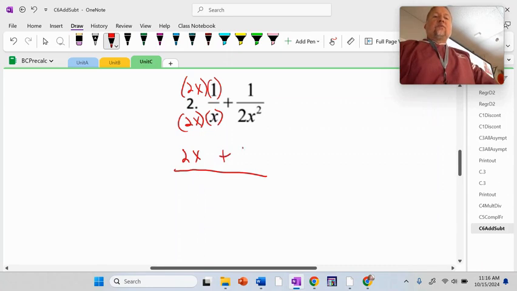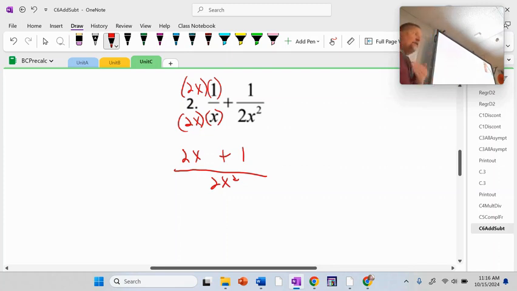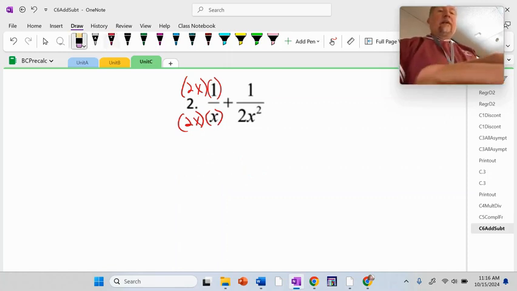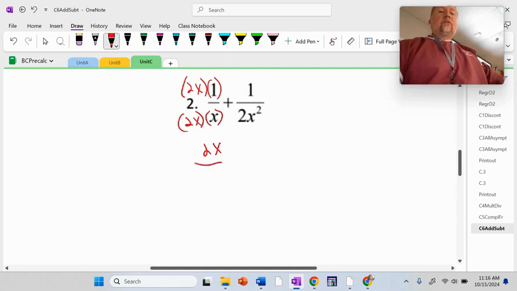2x plus 1 over 2x squared. I mean, that's all that happens. You add the numerators and you carry the common denominator. Fine. I don't like that. Okay, fine. This is 2x over 2x squared plus 1 over 2x squared.